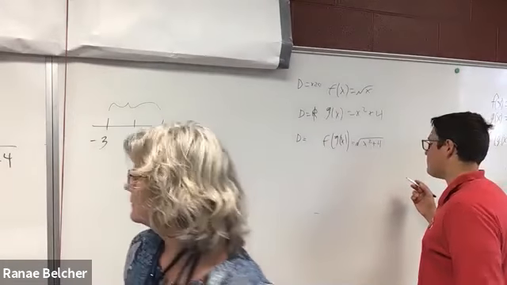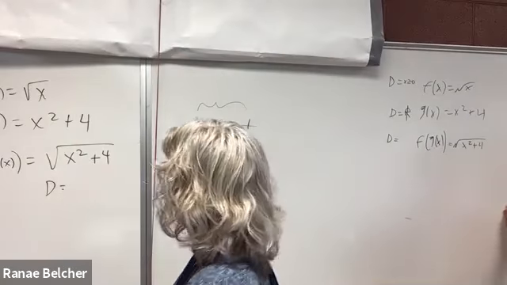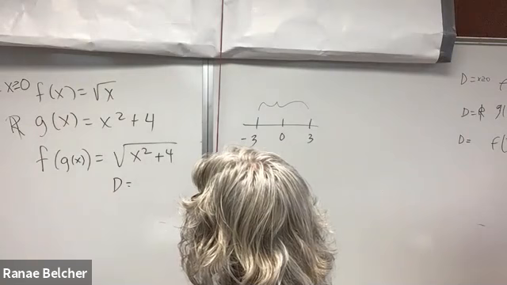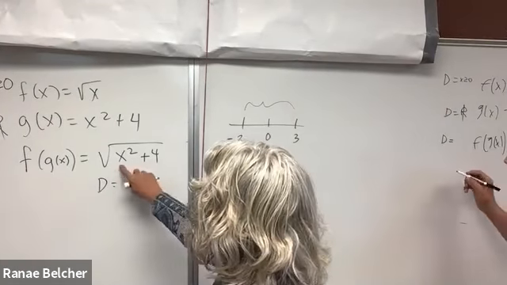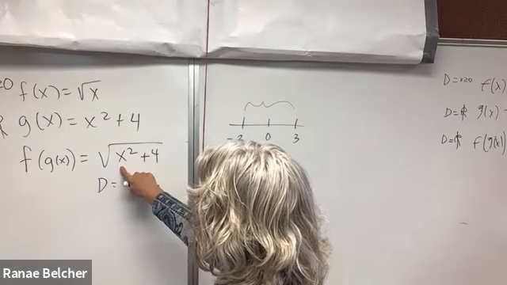All real numbers? You can put any real number in there? Yeah. You can put 2, you can put -2. It's positive 4. So anything, even 0. Yeah, because anytime you square anything, it's going to give you a positive number. So you'll always have a positive number in there.